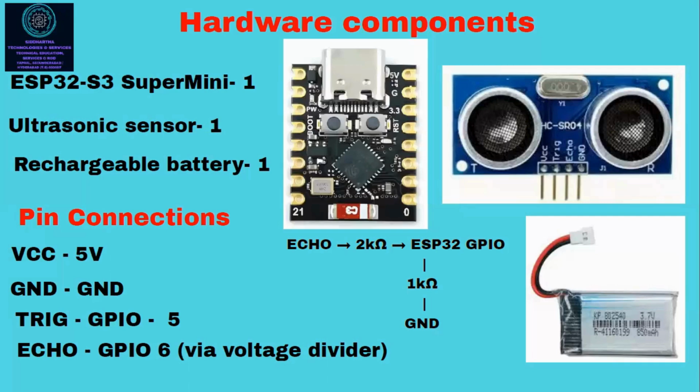Please remember, for the echo pin, it is a better idea to connect it via a voltage divider. So I have given it here: from echo to the ESP32, you have to connect a 2 kilo ohm resistor, and from the same point, that is ESP32 pin number 6, to ground, you have to connect a 1 kilo ohm resistor. I have shown it here.